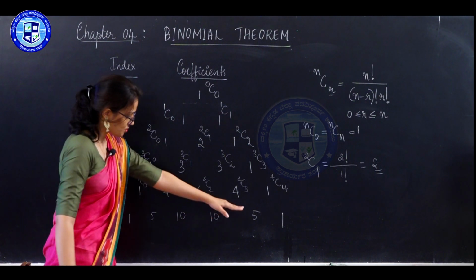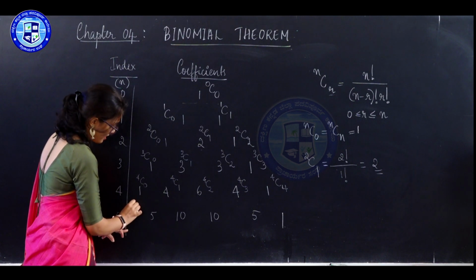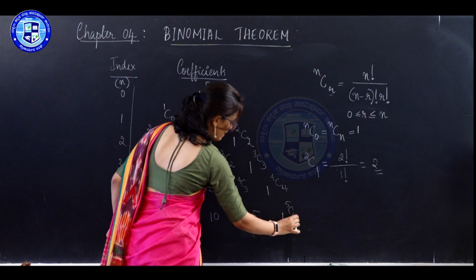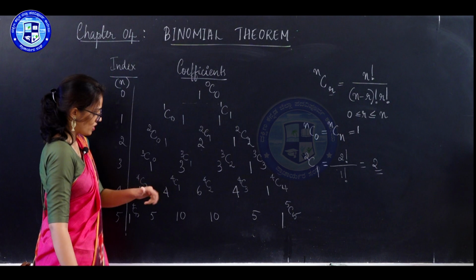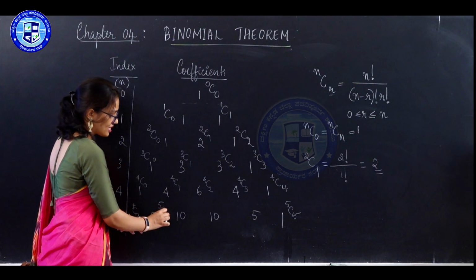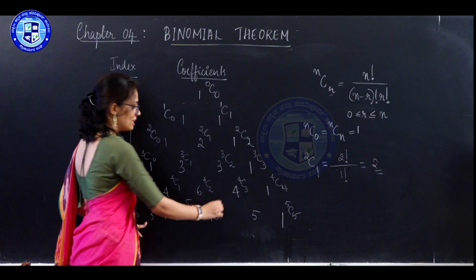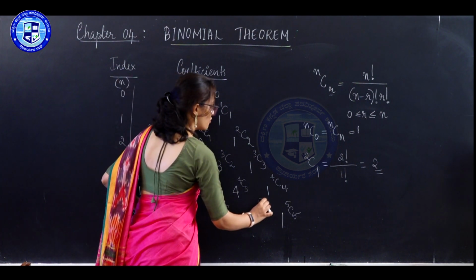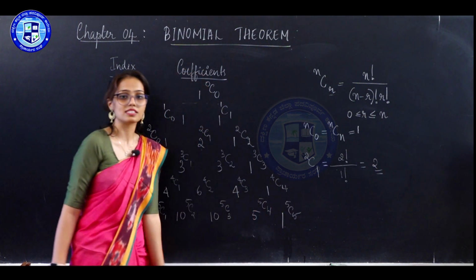Let's check the last expansion that I have written. We have 5C0, and the last term is 5C5. What are the numbers in between 0 and 5? The numbers are 1, 2, 3 and 4. So the next term is 5C1. If you calculate 5C2, you will get 10. If you calculate 5C3, you will get 10. 5C4, you will get 5, and the last term 5C5 is equal to 1.